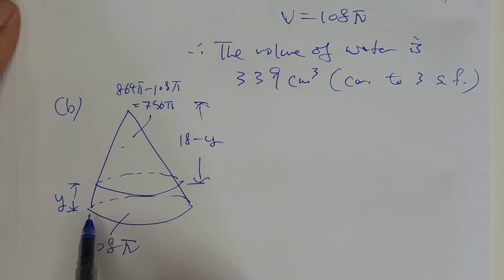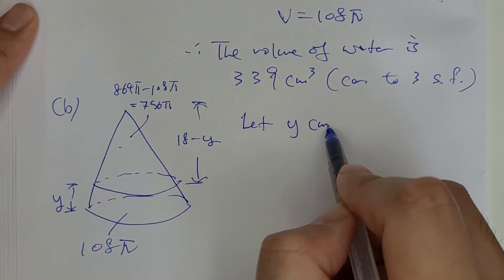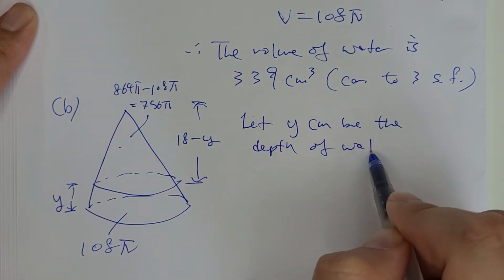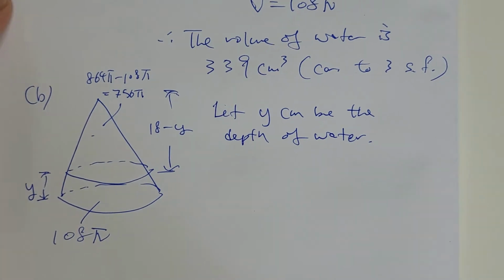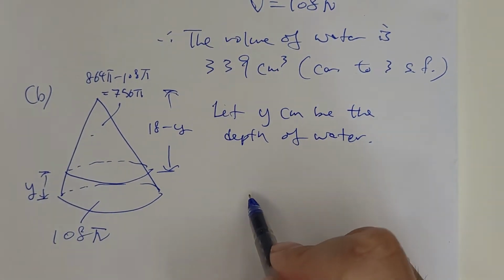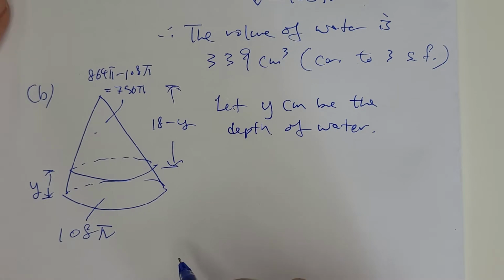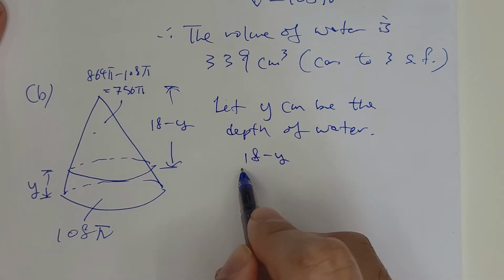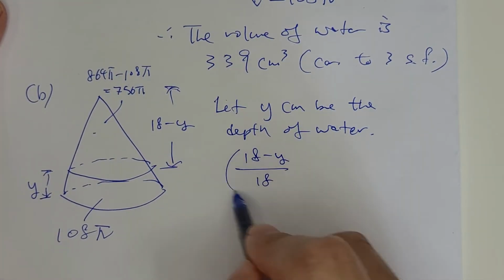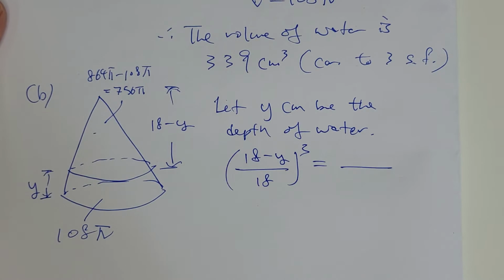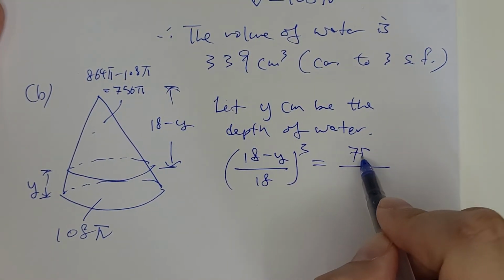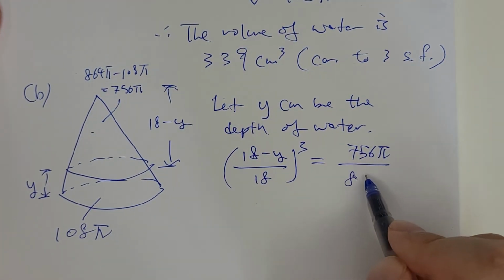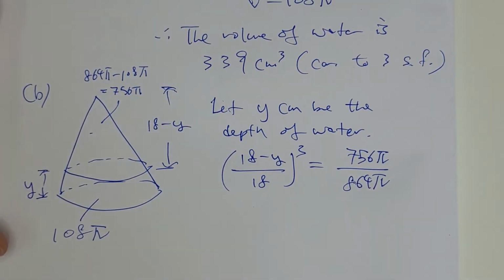Okay, so now we let y cm be the depth of water, and hence we apply the length ratio to the power 3 equals the volume ratio again. The height of the small cone over the height of the container, and then take to the power 3, will equal the volume of the small cone, the empty cone here, 756 pi over 864 pi.